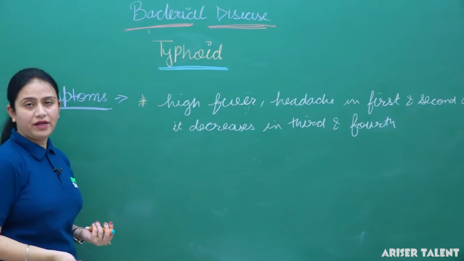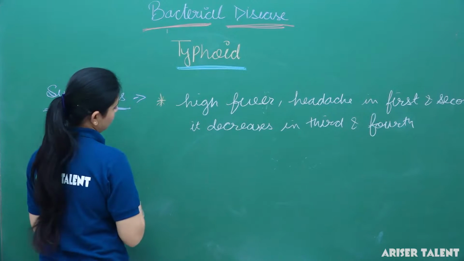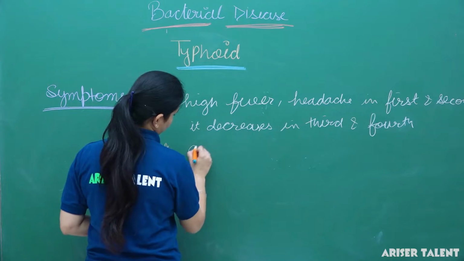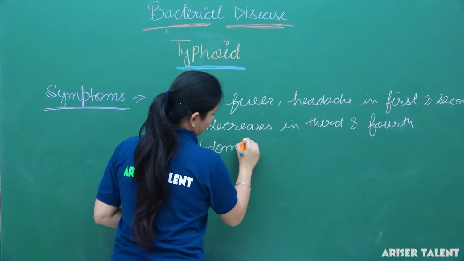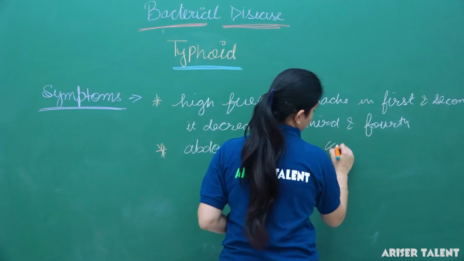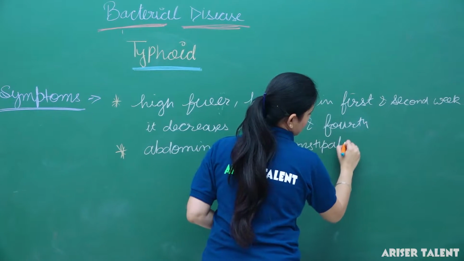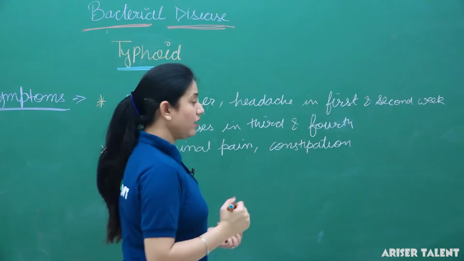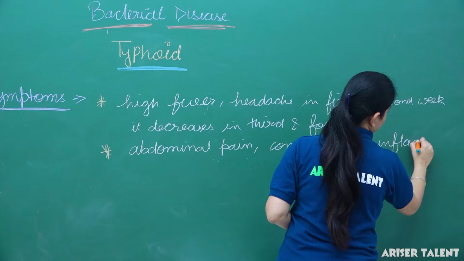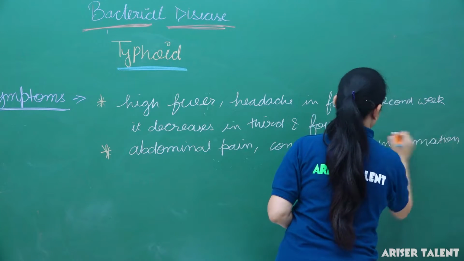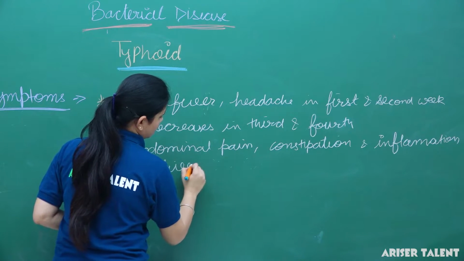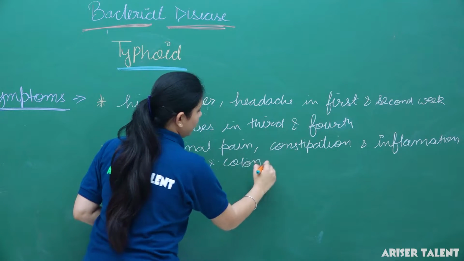Next is abdominal pain and constipation. Next symptom is abdominal pain, constipation, and inflammation in the liver and colon, meaning they get swollen.